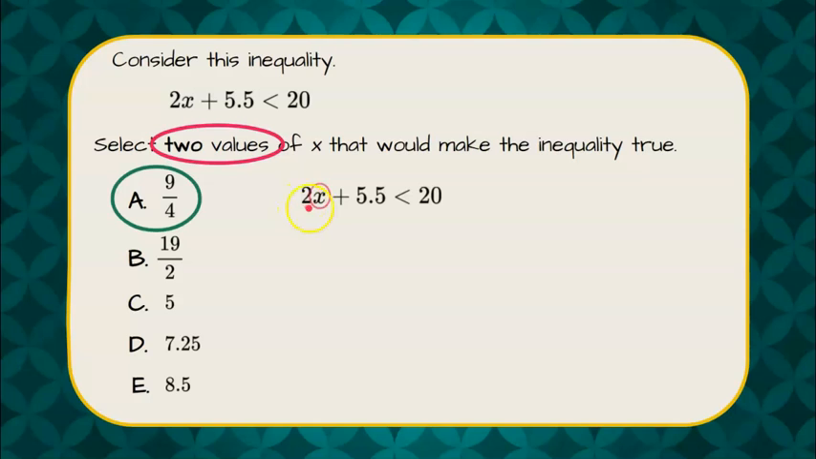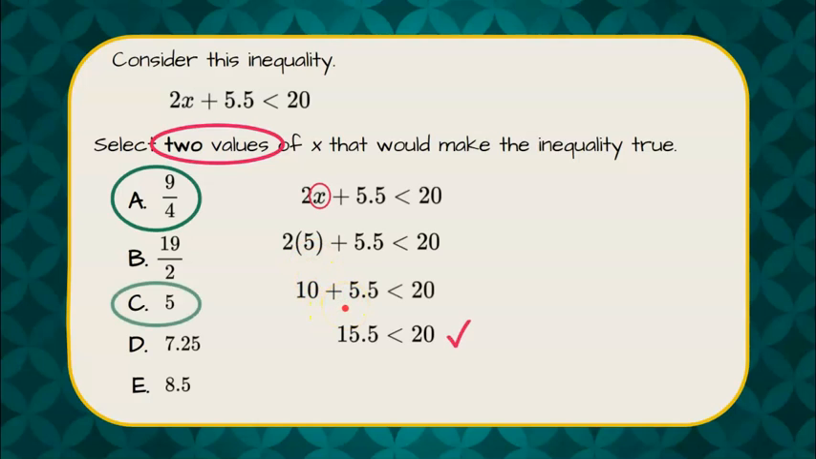We're going to identify that we're replacing the x with the numerical value 5. 2 times 5 is 10. 10 plus 5.5 is 15.5, and that is less than 20.